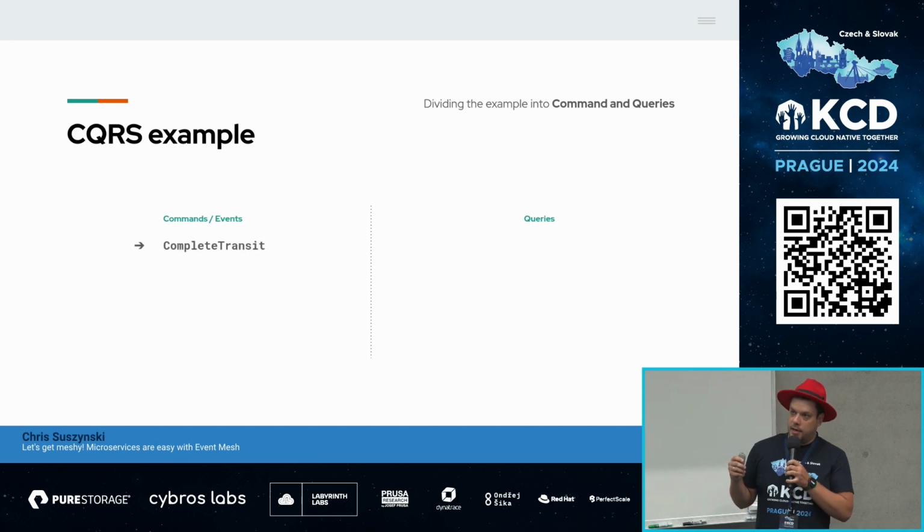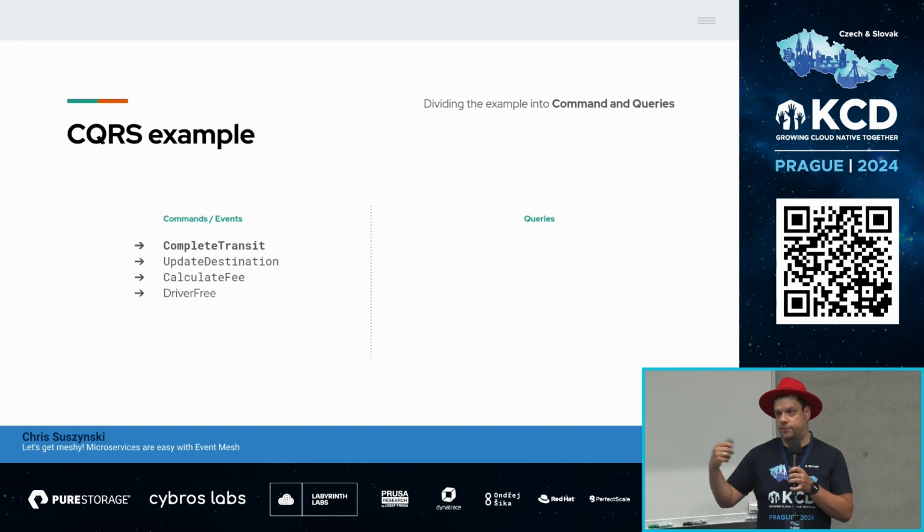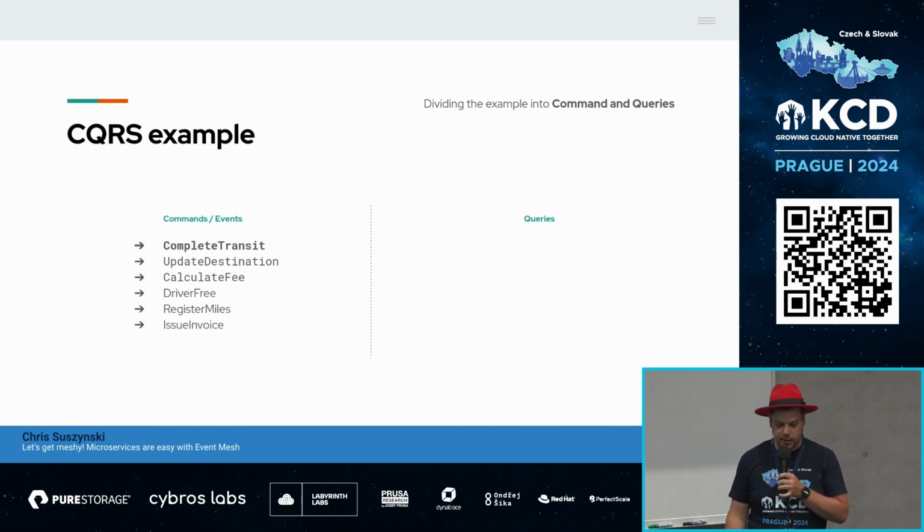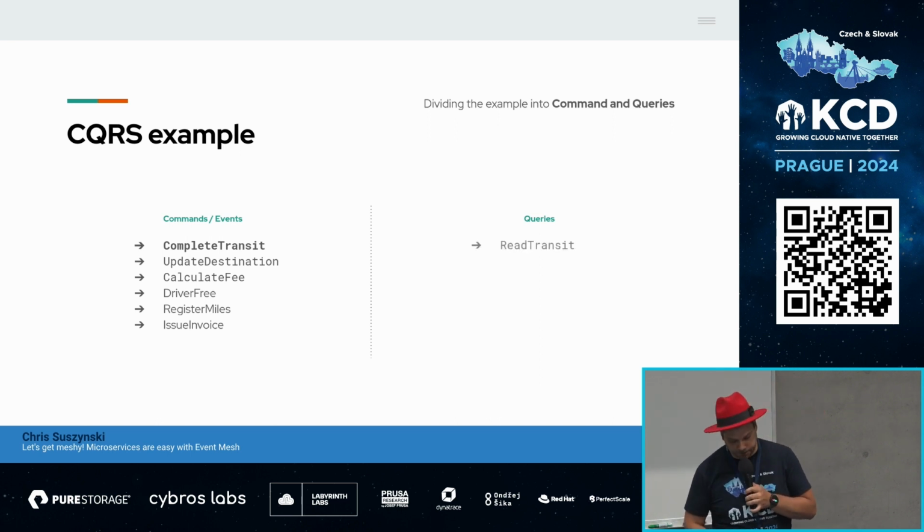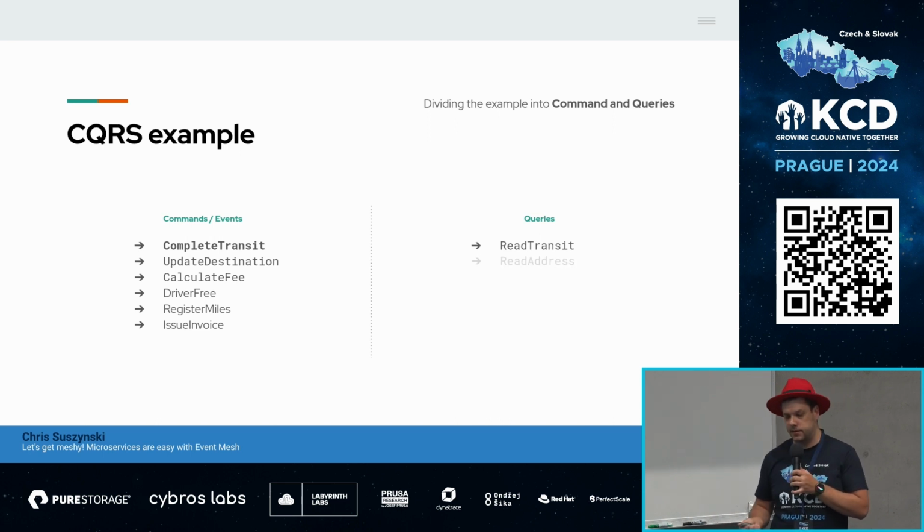Yeah, and an example in our situation, what will be the change that we made? Well, instead of having this method, we'll create events. So we have complete transit event, that is the root event in this example, and then we will have other sub events like update destination that could happen or not, calculate fee for the driver, driver is free for taking another drive, we are registering miles in some additional system, issuing invoice. All of those operations are additional commands, additional events. And of course, there are other queries like read transit, read address, and so on, that could happen in between.